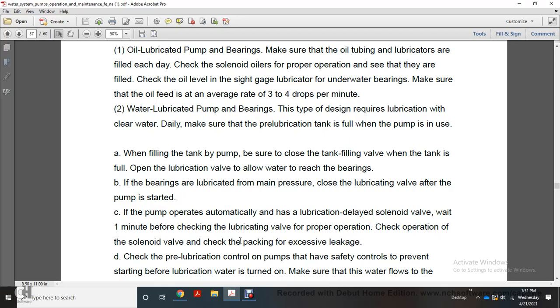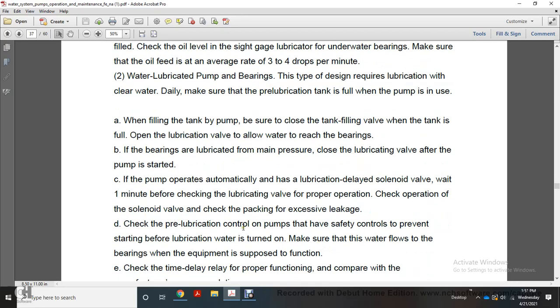If the bearing is lubricated, check the main pressure and the lubricating valve after the pump is started. If the pump operates automatically, the lubricating delay with the solenoid valve will wait 1 minute; check the lubricating valve for proper operation. Check the operation of the solenoid valve. Check the packing and the leakage. Check the pre-lubrication control of the pump with the safety control of the vent.